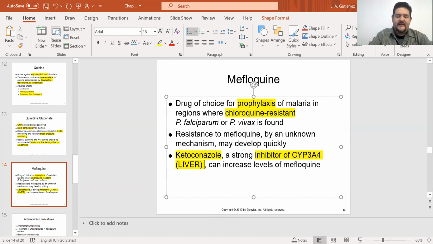So if I inhibit an enzyme that is able to metabolize mefloquine, mefloquine is not going to get inactivated. That means it's going to last longer. It's going to stay longer in the blood. As a consequence, I'm going to have increased levels of mefloquine, and that's going to help me eliminate or prevent infections by malaria.